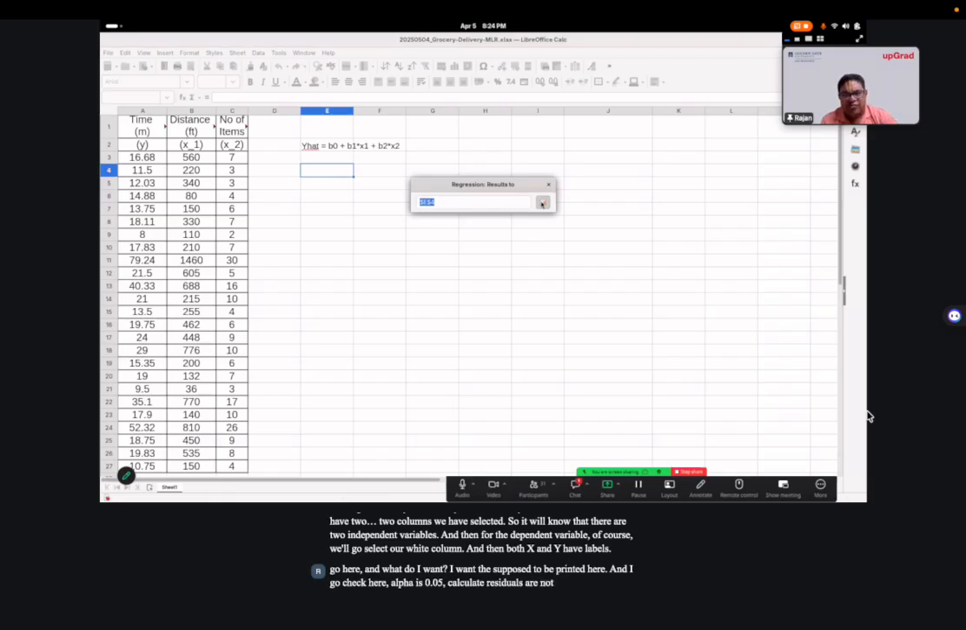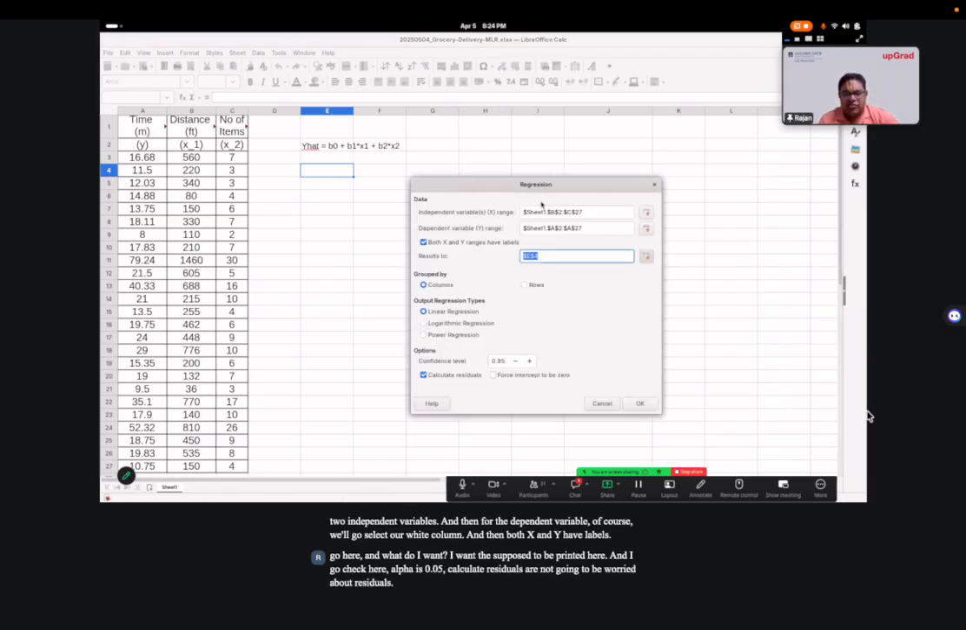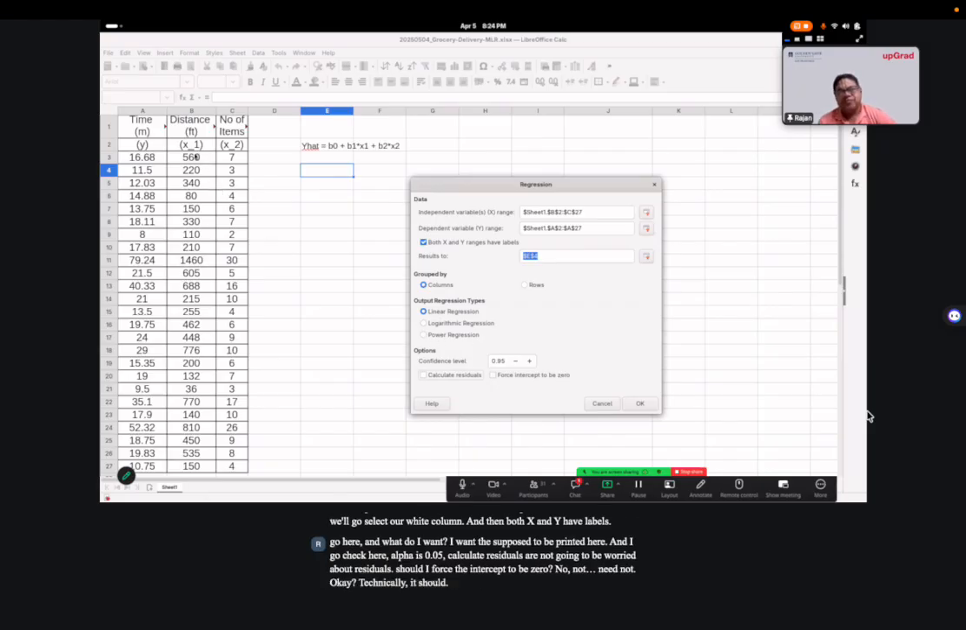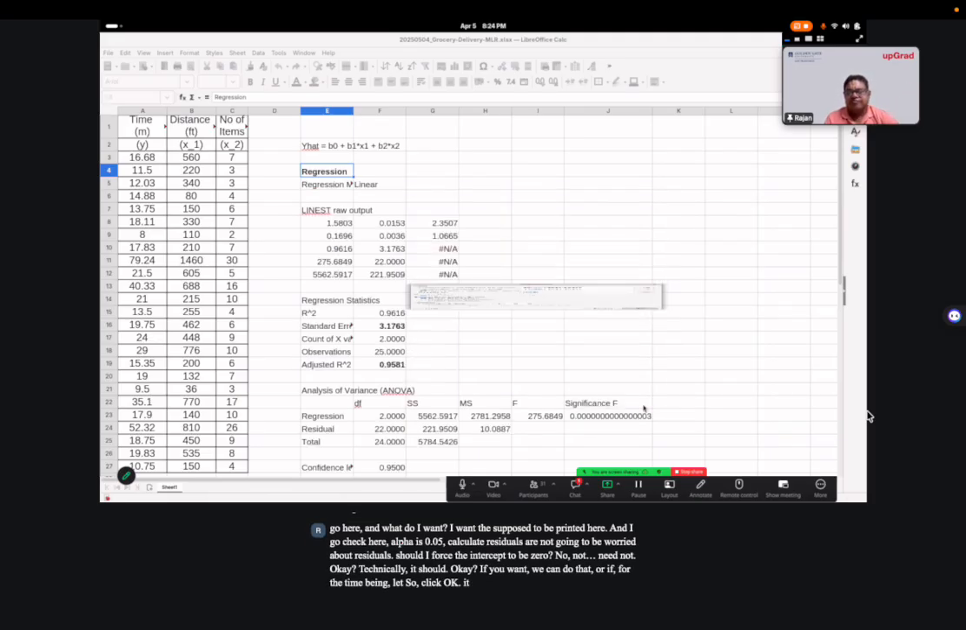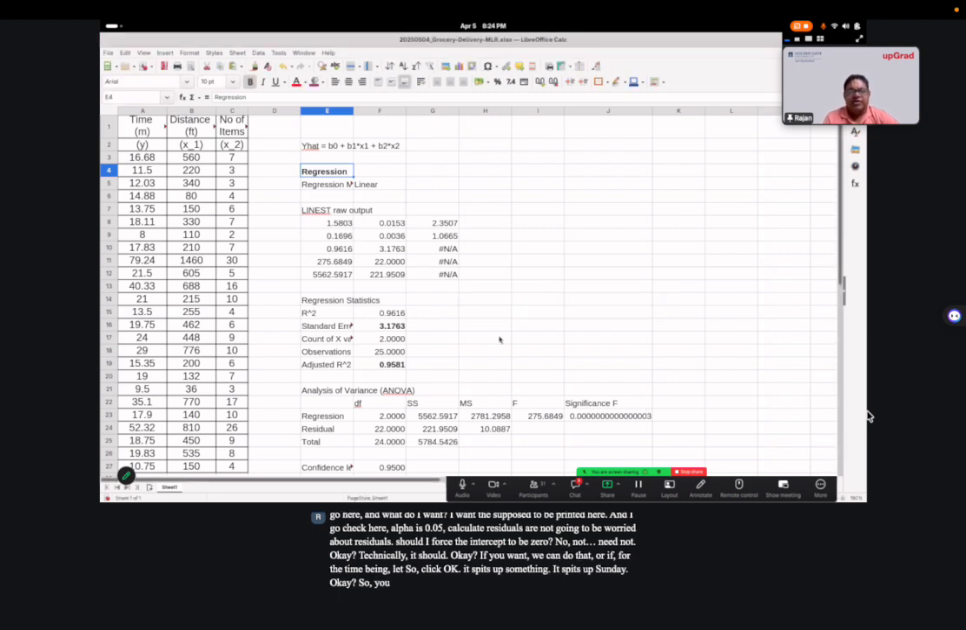I'm not going to be worried about residuals. Should I force the intercept to be 0? No, need not. Okay. Technically, it should. If you want, we can do that. Or for the time being, let's not do that. Okay. So click OK. It spits out something. Okay. So you can see that adjusted R squared in our case has become 96%.